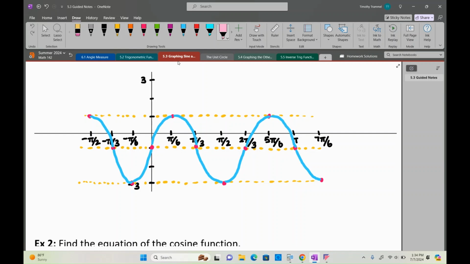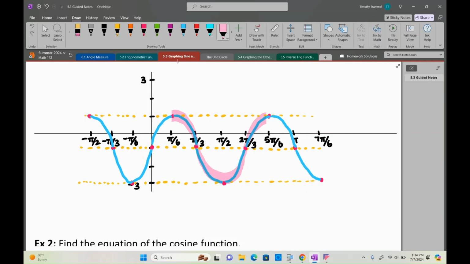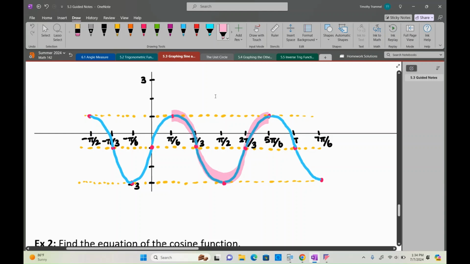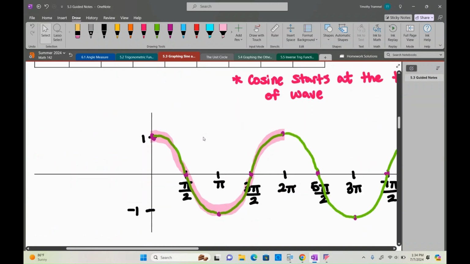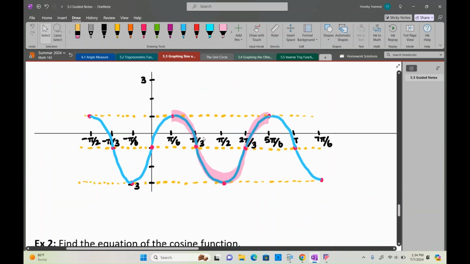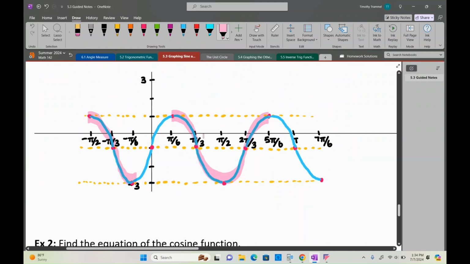But you can also think about this by thinking about what the parent function for cosine looks like, right? We know it starts at the top of the wave. So this is what one period of a cosine function usually looks like, looking at that parent function here. Now, the question is, have we made two of these? Yeah, we have. We have another one right here. Okay. So we have over two full periods here.